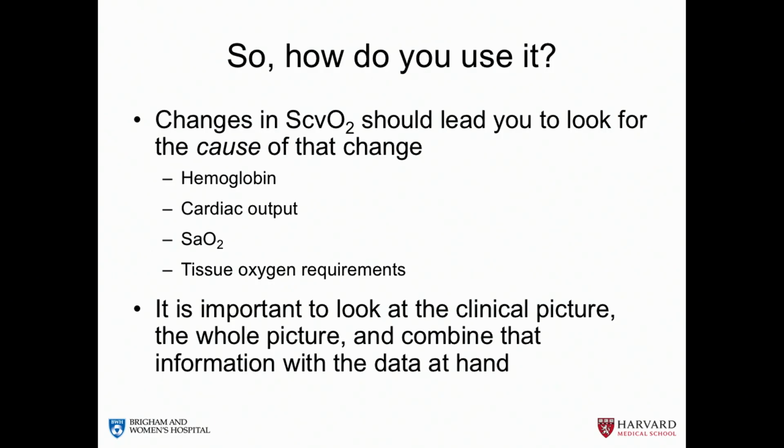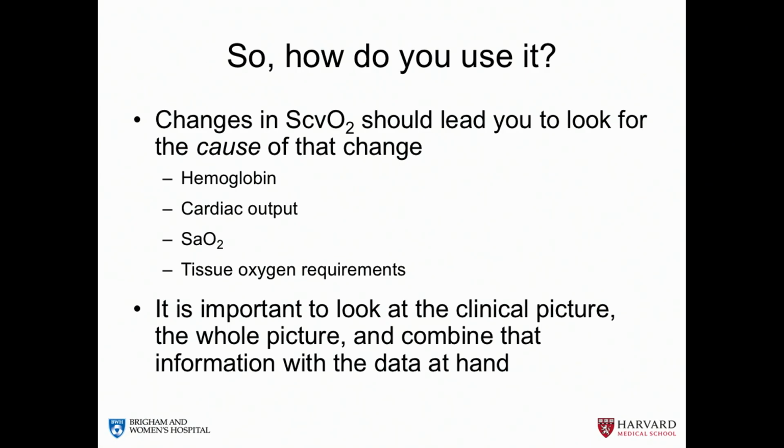So how do we use the central venous sat? Changes in central venous sat should drive us to think about what are the causes of that change. And those causes could be the direct components of central venous sat, such as hemoglobin and bleeding or blood loss, cardiac output or heart failure, oxygen saturation, which might be affected by respiratory failure, and tissue oxygen requirements, which could be increased or decreased depending on that clinical scenario.